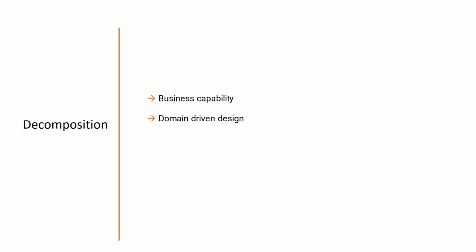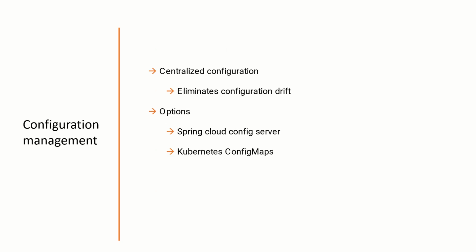Then decomposition. The business capability and domain driven design are what we have to follow while we develop microservices for the decomposition. Configuration management, like centralized configurations we will follow, to eliminate configuration drift. Options: we have Spring Cloud Config Server that we can use for central configuration, and Kubernetes ConfigMap that we can also use.